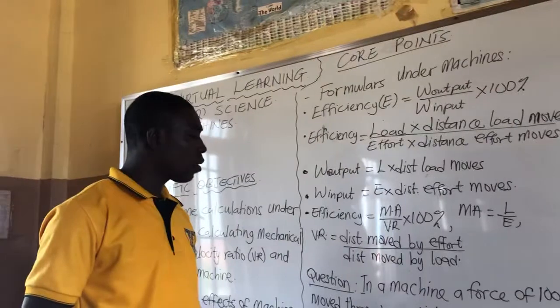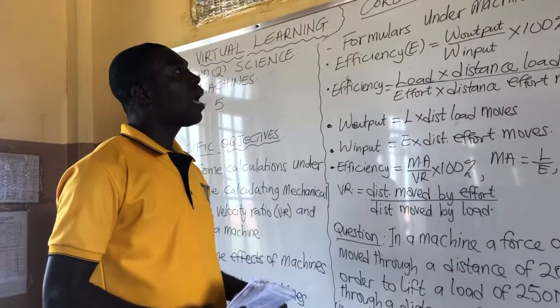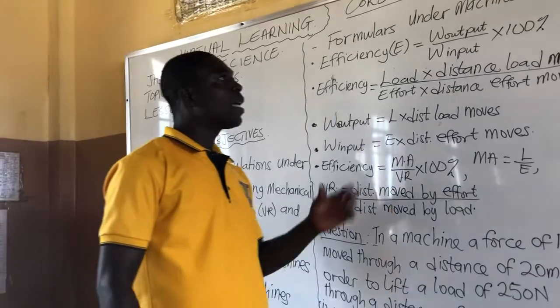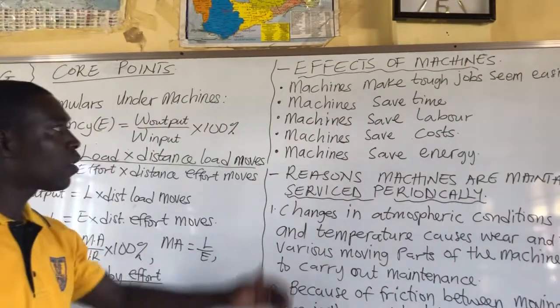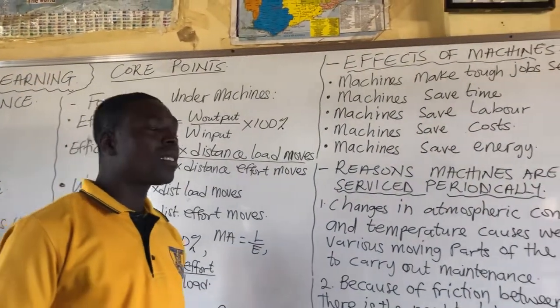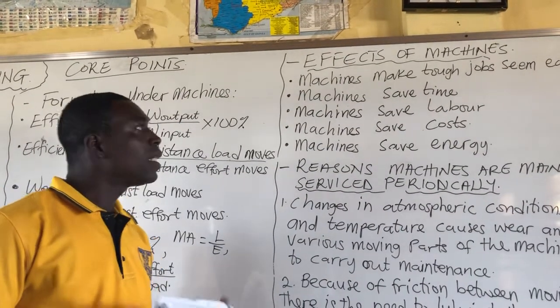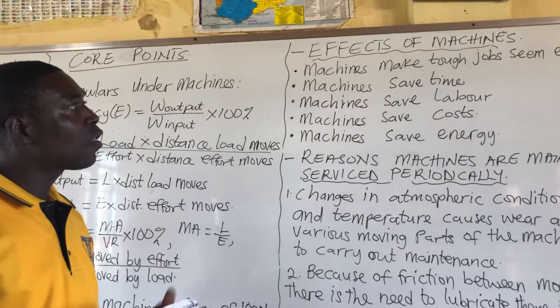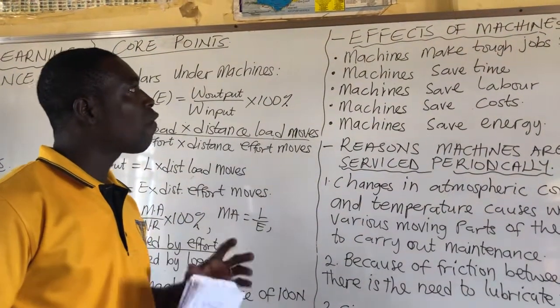Now before we continue with the calculations, let's look at another aspect of today's lesson, and that is effects of machines. Let's quickly talk about the effects of machines. When we say effects of machines, we are talking about the good things that machines can do to help human beings in order to make work easier.